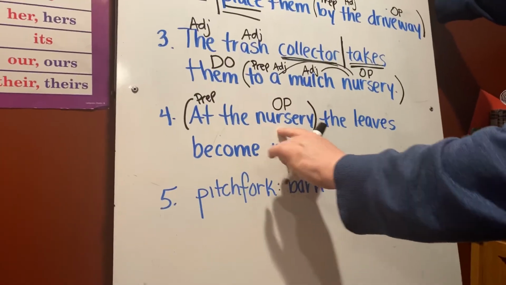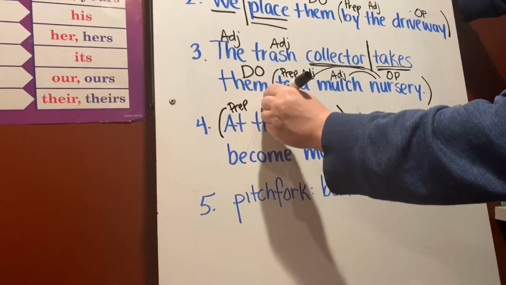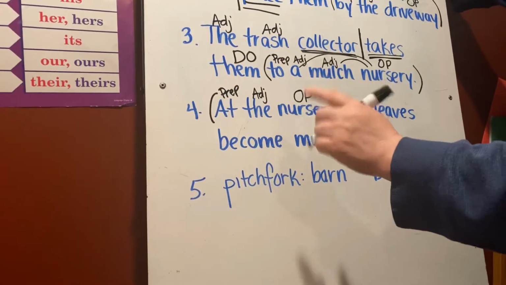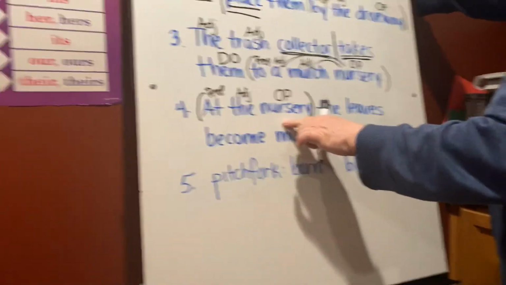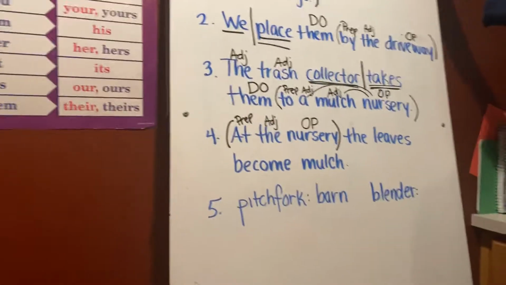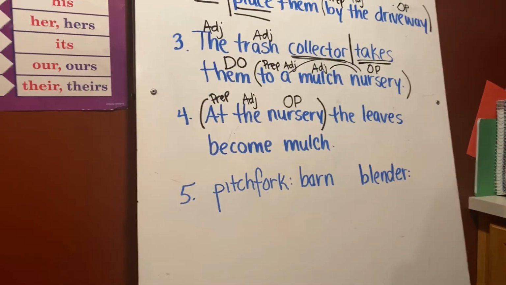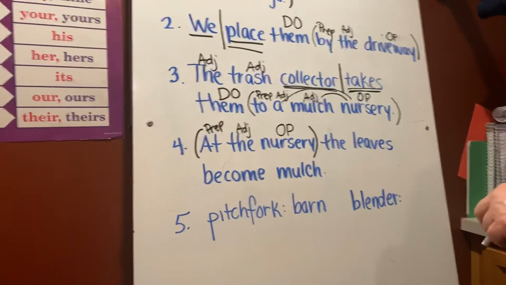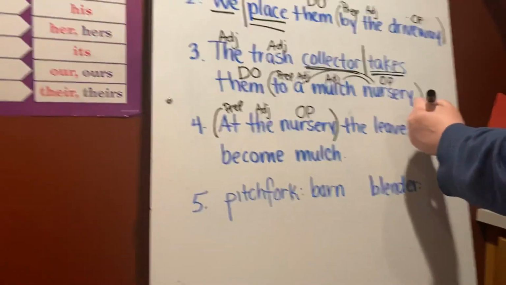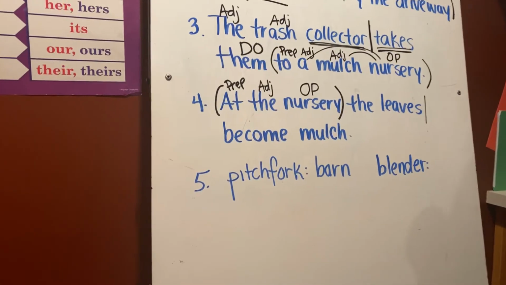Always a noun or pronoun. What is the? Say it out loud. It's an adjective, a special adjective known as an article, and in this sentence it's describing nursery. Okay, now let's look at the rest of the sentence and decide where this sentence splits between subject and predicate. We're going to split this right here between leaves and become.